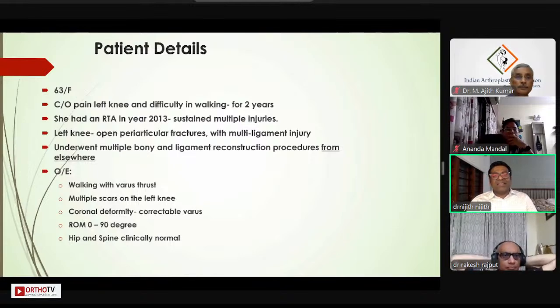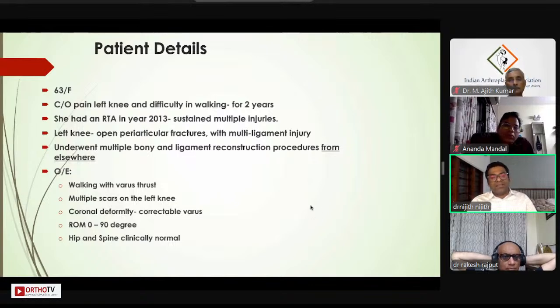Coming to the case, here we have a 63-year-old female. She complains of pain and difficulty in walking since 2 years. She met with an accident in 2013 and sustained multiple injuries. Left knee, she had open periarticular fracture with multiple ligament injuries. It was basically a fracture of the medial femoral condyle, which was open, and there was multi-ligament injury, for which she had multiple bony and ligament reconstruction procedures from elsewhere.